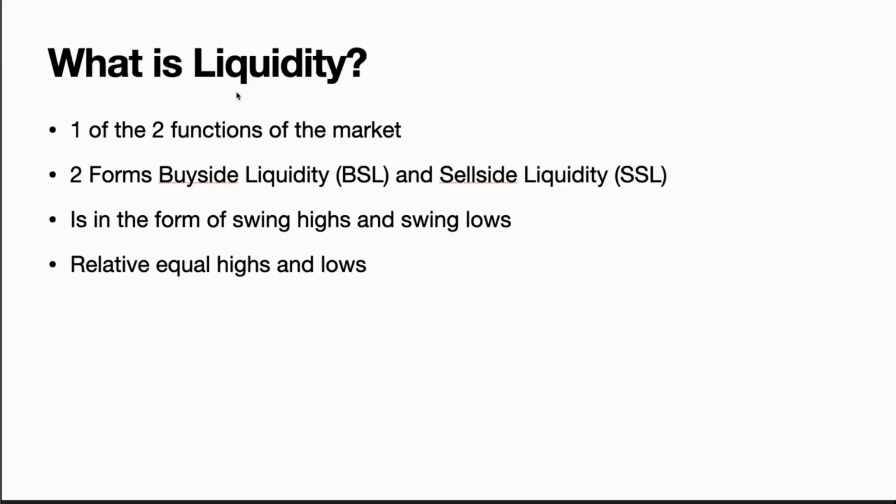It comes in two forms, with those being buy side liquidity, often called BSL, and sell side liquidity, often called SSL. It is in the form of swing highs and swing lows, as well as relative equal highs and relative equal lows.